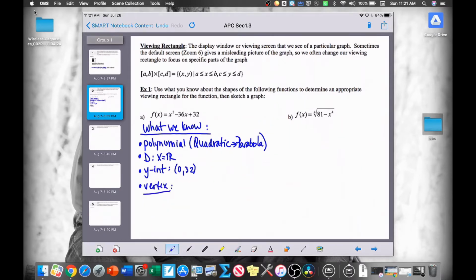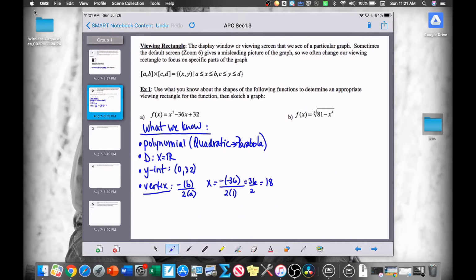There's a little formula. You take the opposite of b over 2a. That gives you your x coordinate. So x is going to be equal to the opposite of negative 36 divided by 2 times a, which is 1. So I end up with 36 over 2, which is 18. So the x coordinate of my vertex is 18.